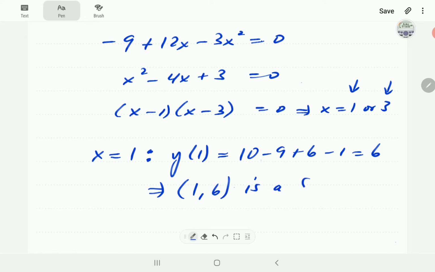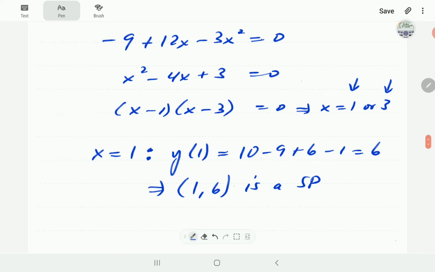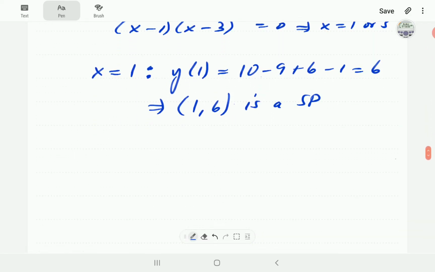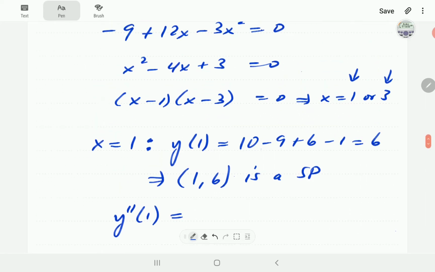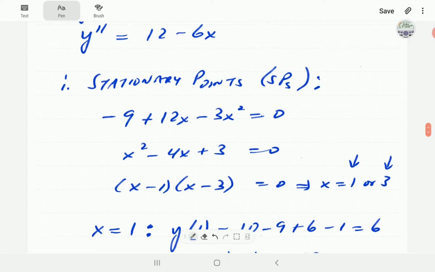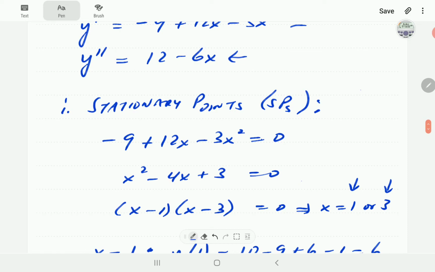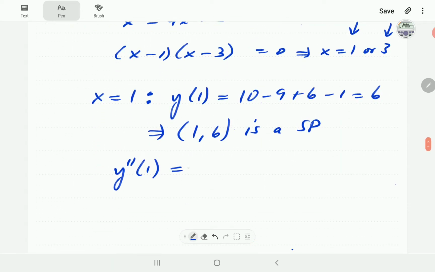So (1, 6) is a stationary point. Then we need to determine whether it's a relative maximum or relative minimum. We are going to do that by using the second order derivative. Second order derivative tells us about concavity. If it's positive, then the graph is concave up. If it's negative, the graph is concave down. So we're going to substitute x equals 1 there, 12 minus 6 times 1. So this is going to be 6.